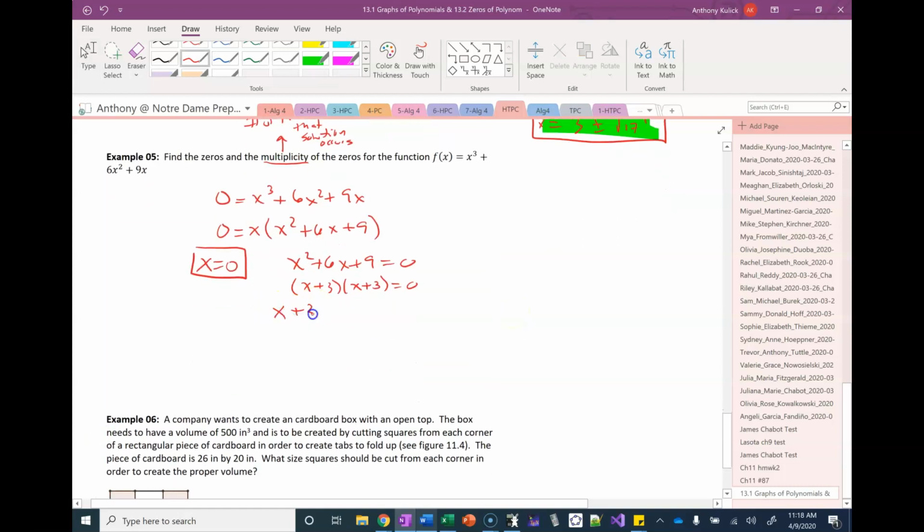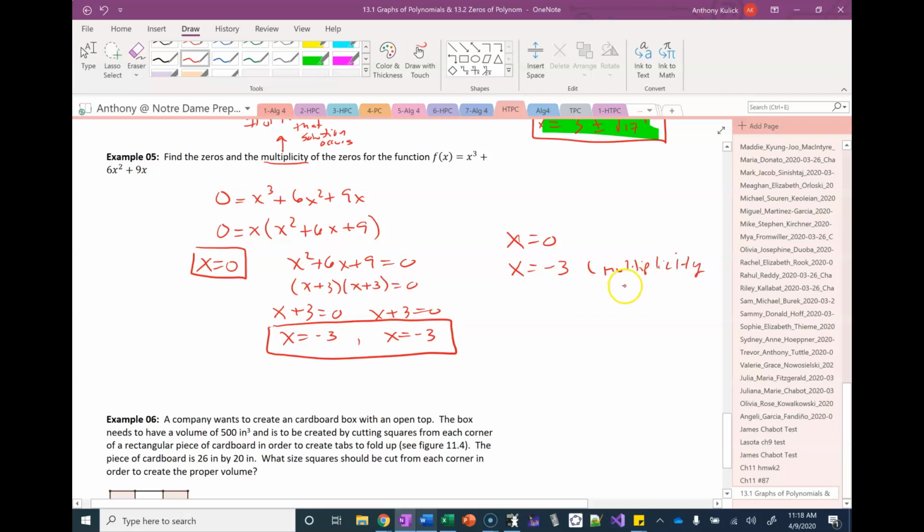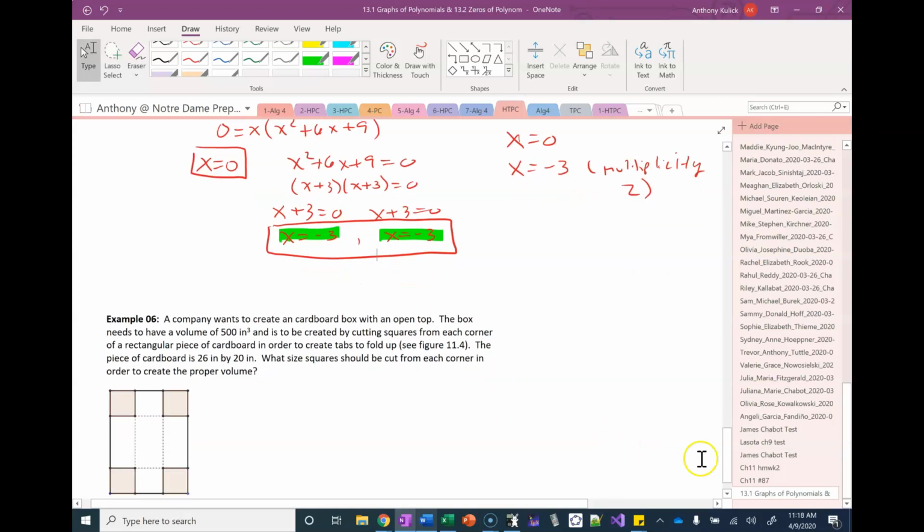So when I apply the zero product property again and solve, I get x equals -3 and x equals -3 a separate time. So because I've got the same solution happening more than once, I can say this, that there are two solutions, 0 and -3, but -3 has multiplicity 2 because that solution occurred 2 times when we solved. Okay with that?